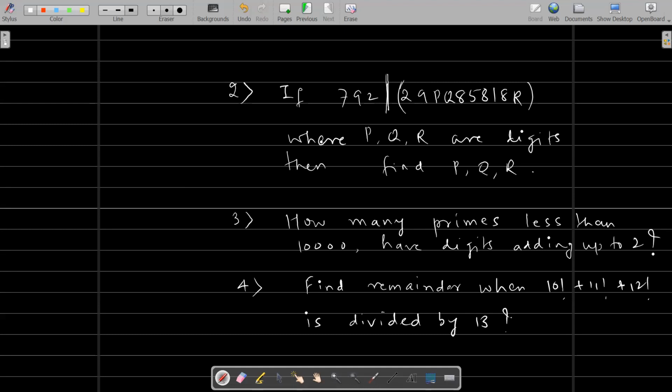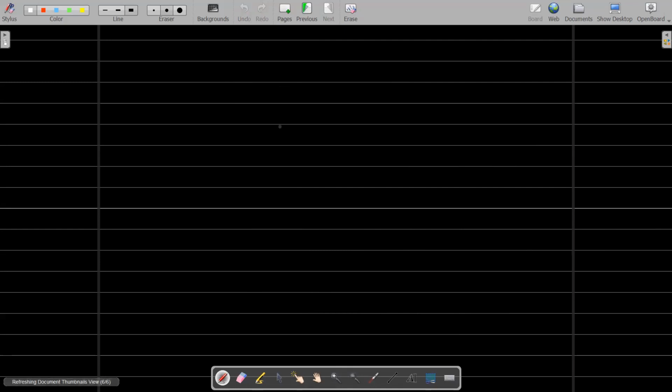Dashraj, you are the first one to answer the second problem. Will you say your method? Yes, sir. I factorized 792 into co-prime numbers, and they are 11, 8, and 9. Dashraj factored it as a product of co-prime numbers: 8 into 9 into 11.